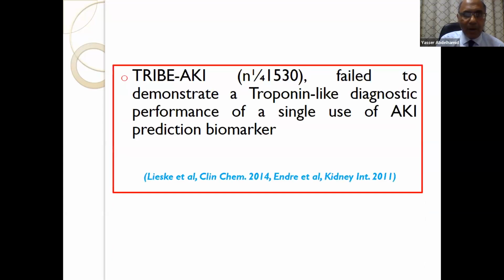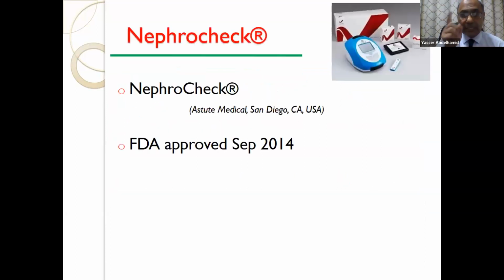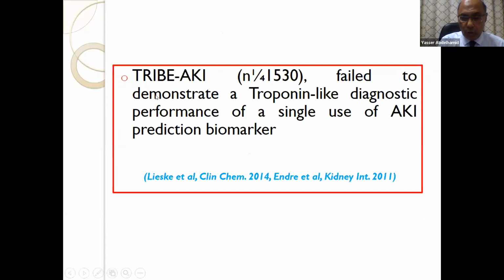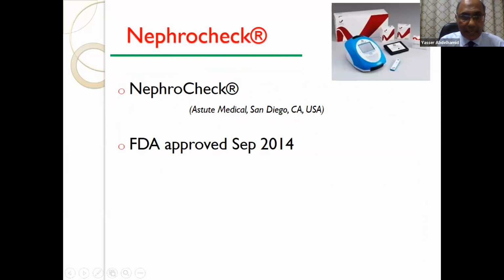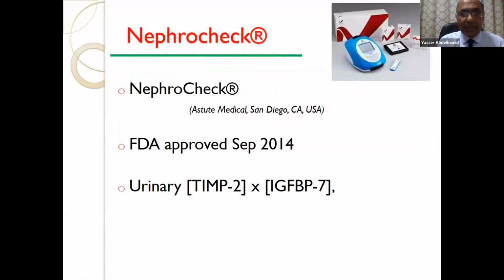What about combining biomarkers? This study failed to demonstrate, unfortunately, and we all search for this, a troponin-like diagnostic performance of a single use of an AKI prediction biomarker. We are searching for this. Failure to find this, we cannot rely upon a single biomarker. This is a good example of combining biomarkers: combining TIMP1 and insulin growth factor 7 in the NephroCheck in urine. NephroCheck in urine diagnostic was approved in 2014 by the FDA.